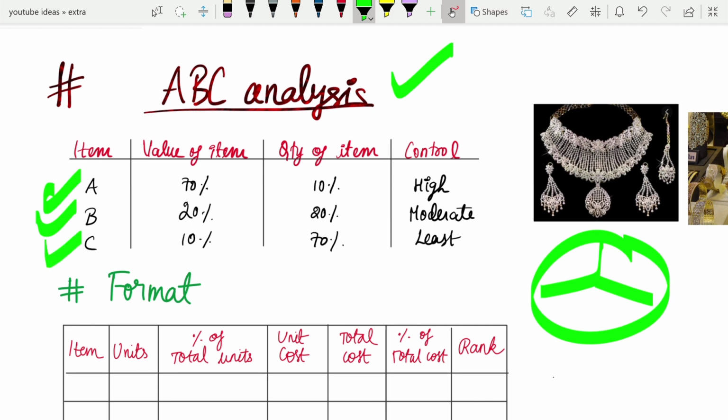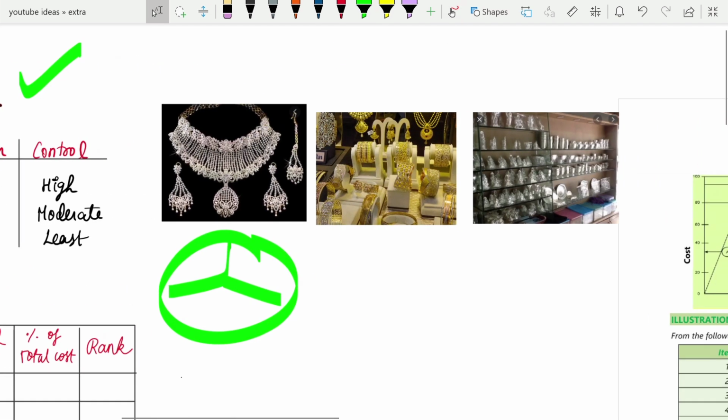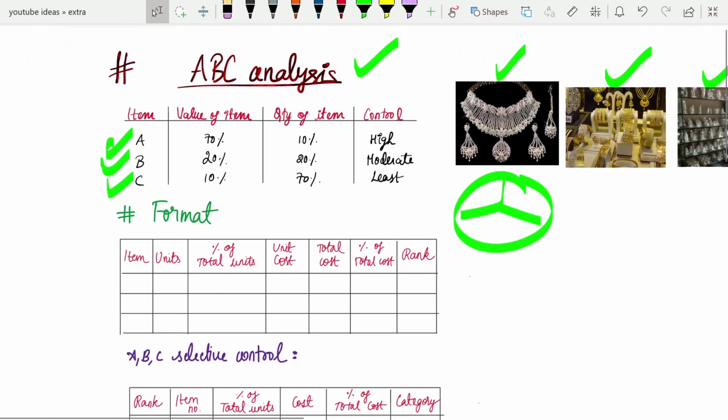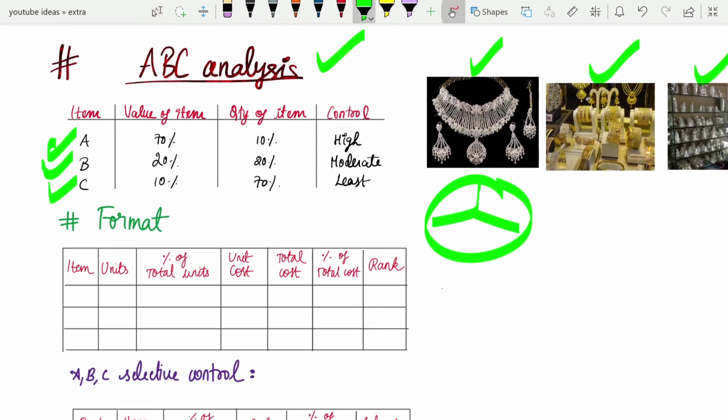Suppose we take an example of a jewelry shop. In a jewelry shop, there are three kinds of items. One is diamond jewelry, the next is gold jewelry, and the third one is silver jewelry. These three kinds of items can be identified using what their value is and what their quantity is.